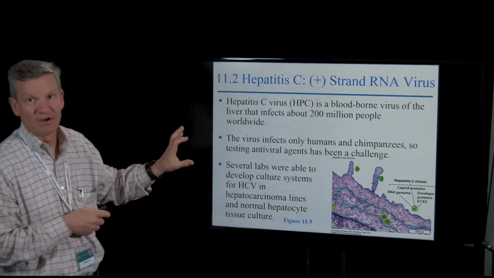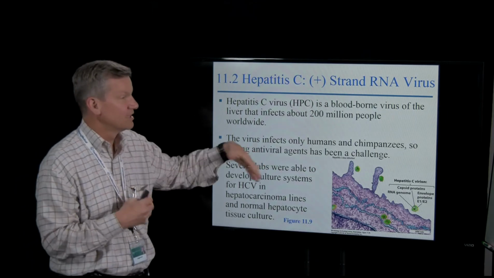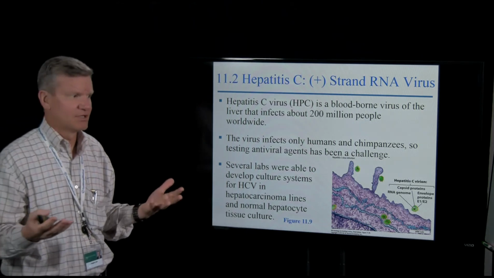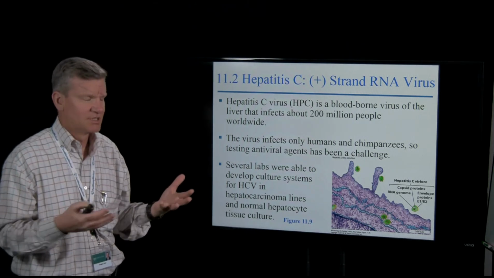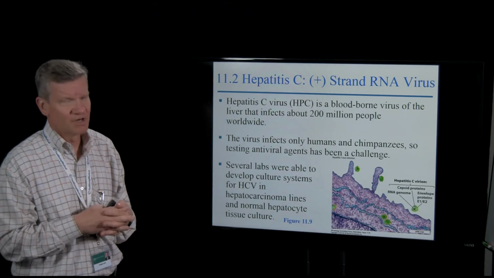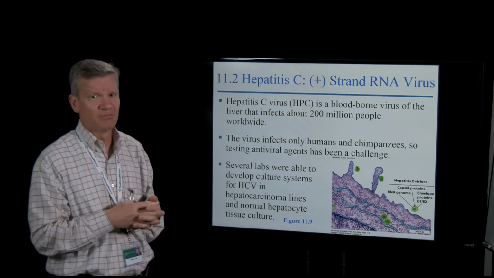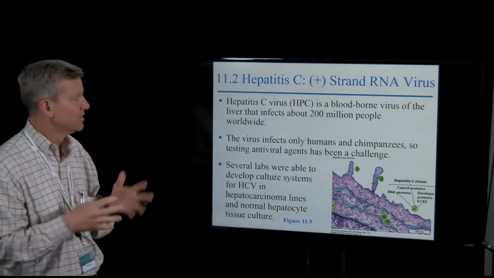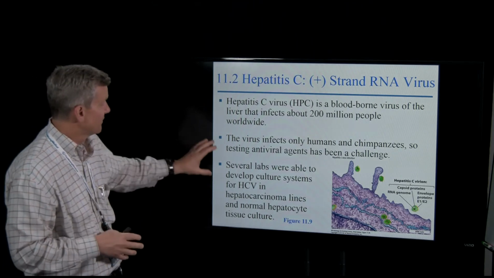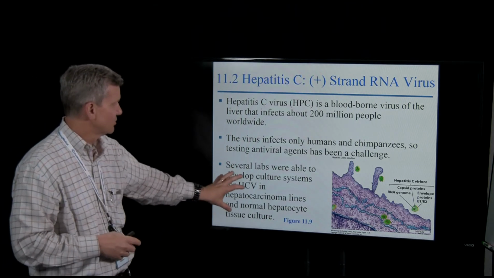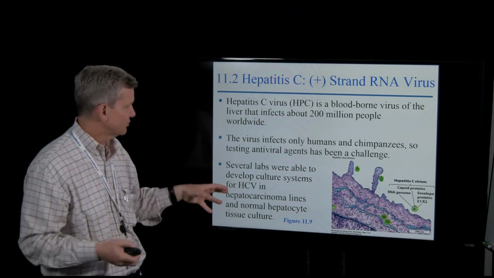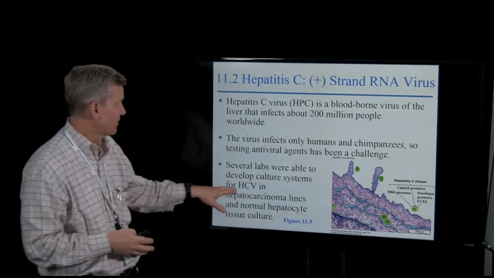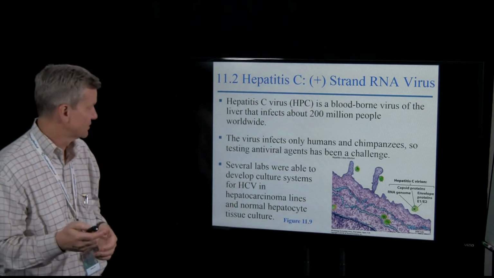We had a hard time growing this virus for a long time. It only grew in humans and in chimps. So it was hard to make antivirals because you can't really do experiments in humans, and it's about $40,000 to $50,000 a year to keep a chimp, and some people don't think we should be doing research on chimpanzees. So it's very difficult to grow, and then finally some laboratories were able to develop cell culture systems. They took hepatocarcinoma cell lines and figured out how to grow hepatitis C virus in those cell lines.